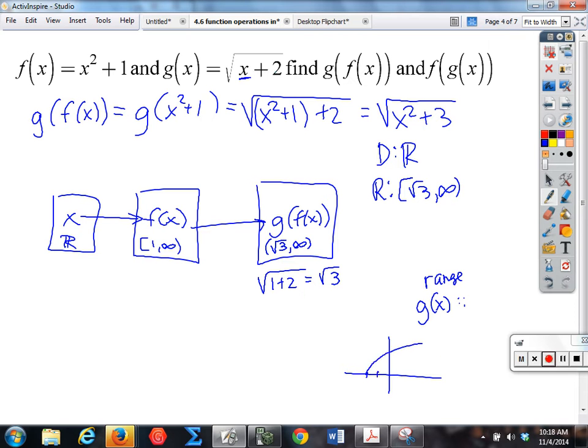But you can't plug in anything until you get up to 1, because only 1 and above comes out. That's the only thing you could ever get out of that. So that's why it started at the square root of 3 to infinity. So it's only starting at this point right here, which is the square root of 3. So that's why that only goes that far.